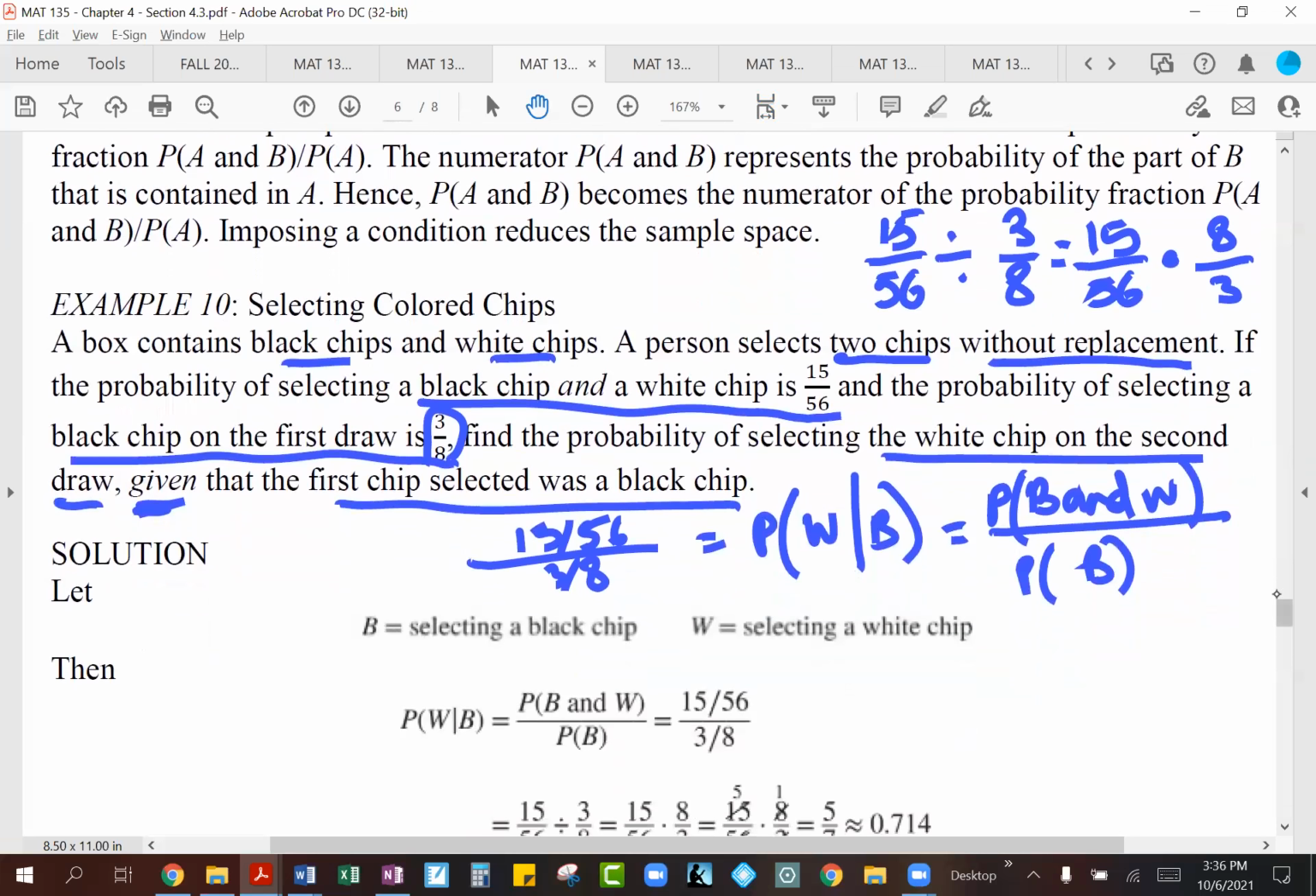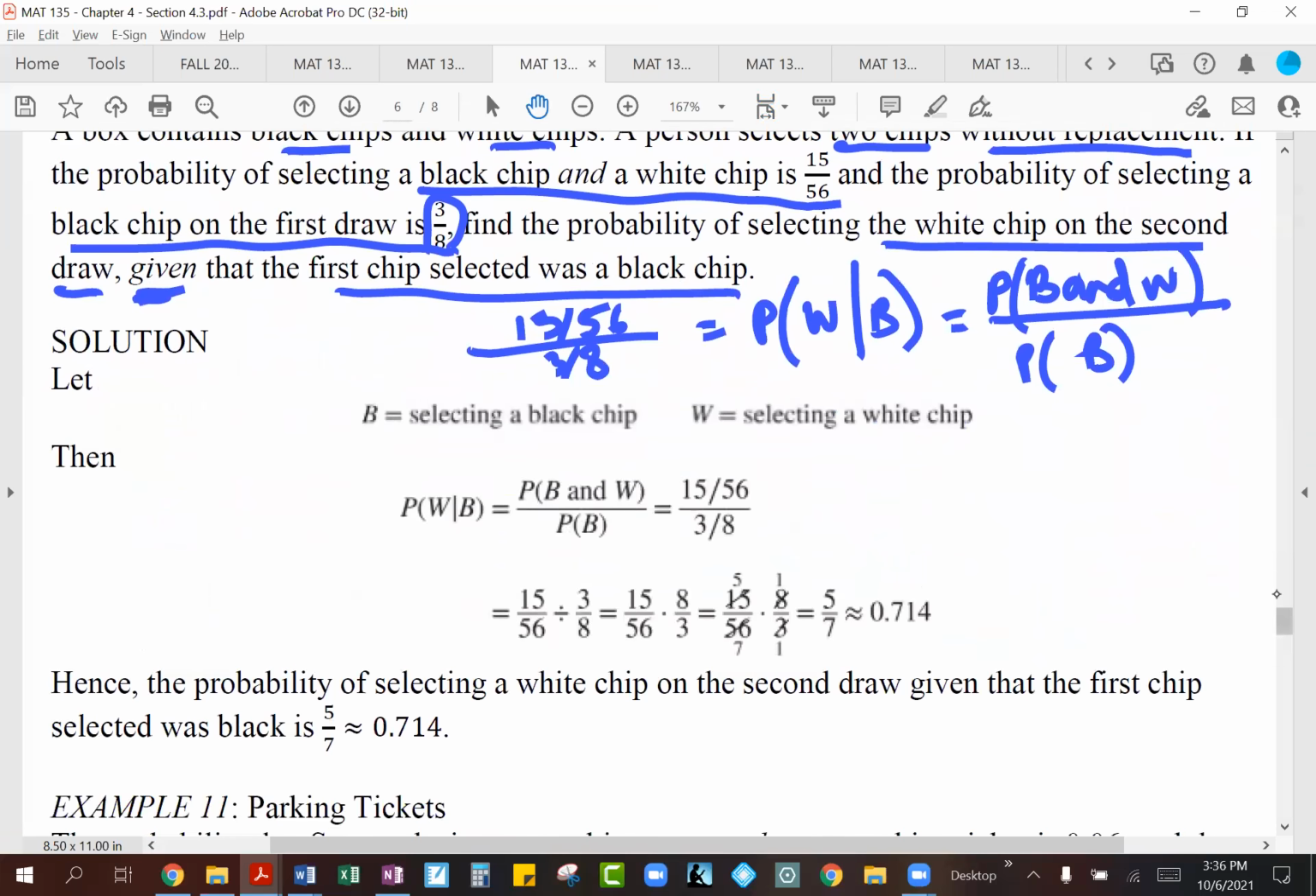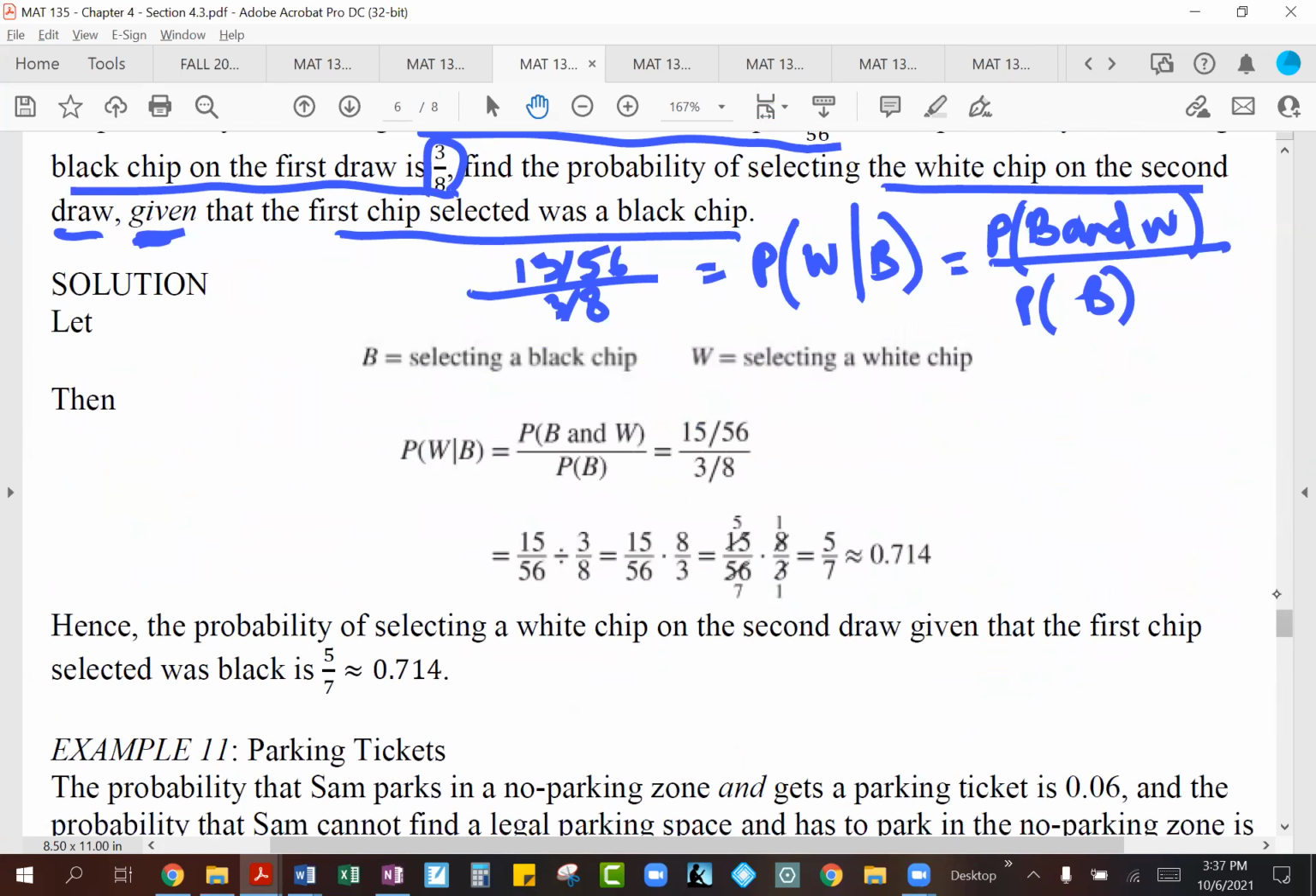Or, in this case, you can go with your calculator and see what the answer comes out to be, but you can see we're highlighting that calculation right over here. And it will end up giving you the conditional probability that you will get a second draw of a white chip if the first one was a black chip as 5 out of 7 or 0.714.